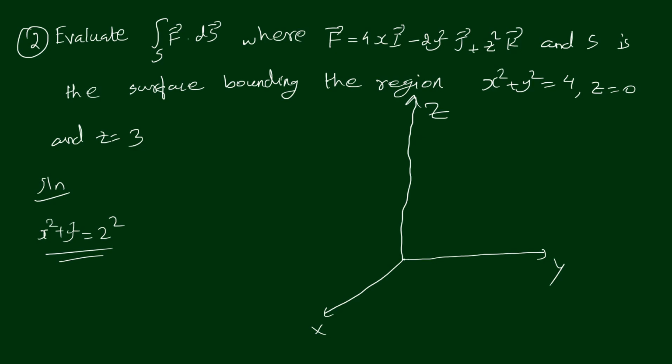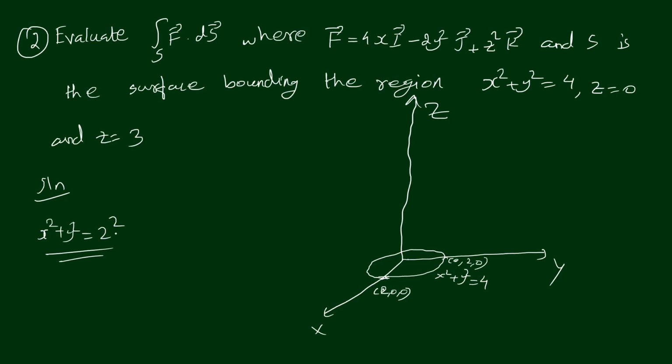That is, if we consider only the xy plane, it is a circle on the xy plane, like this, right? x square plus y square is equal to 4 with radius 2. So this point is actually (0, 0, 0), and this point is (2, 0, 0). But it is a surface in 3D space.